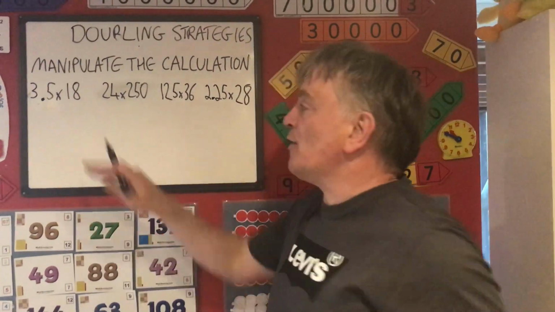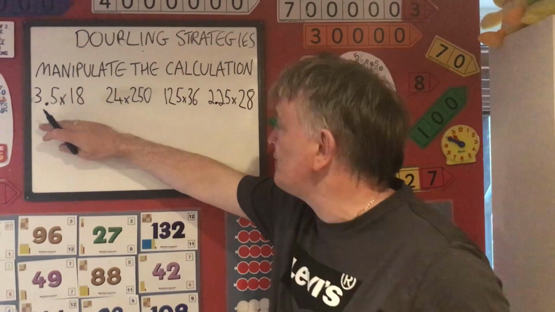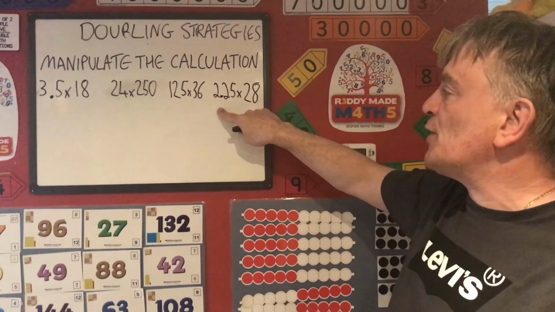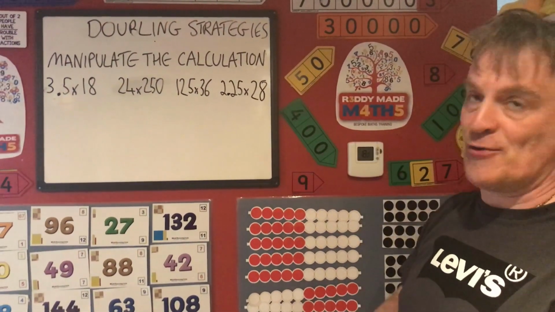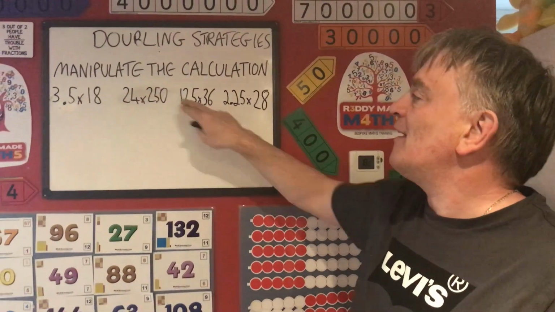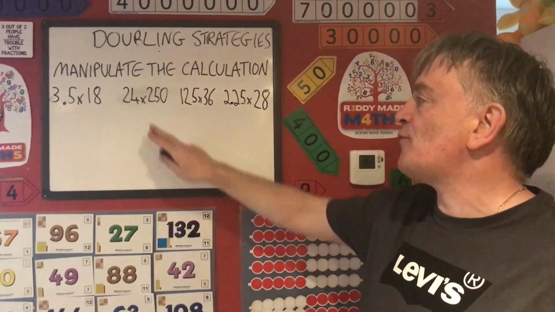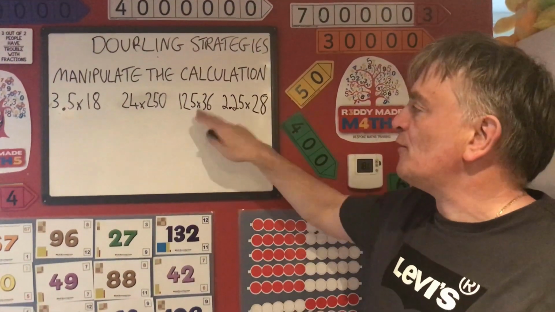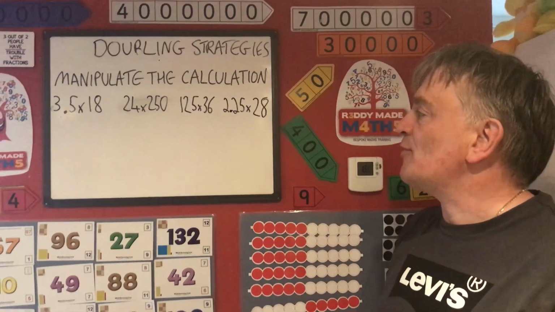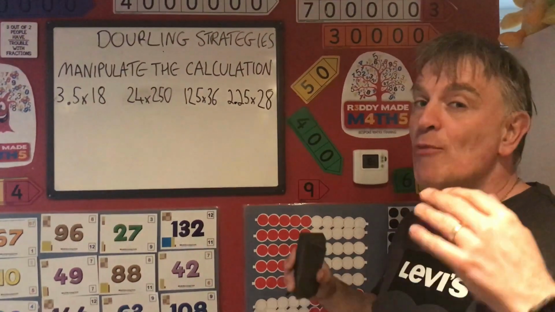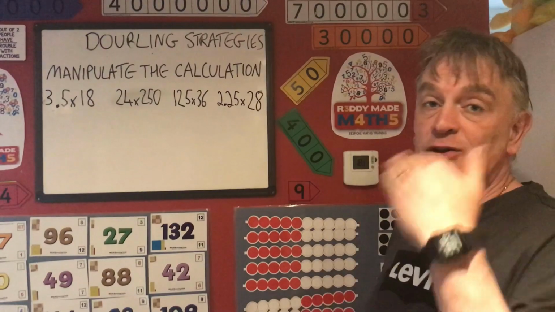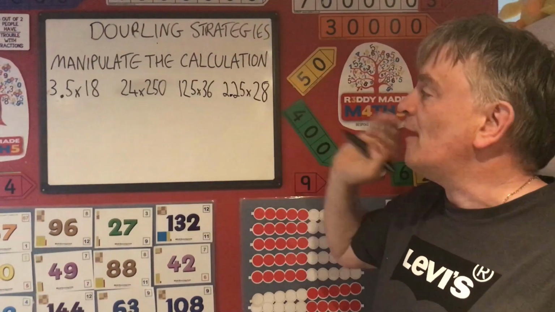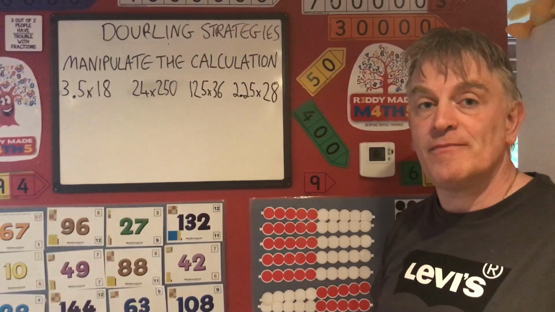Can you now have a look at 3.5 multiplied by 18? Another decimal one, 2.25 multiplied by 28, that looks horrible. And 2 long multiplication calculations, 24 times 250 and 125 multiplied by 36. You may have to double and halve more than once, but have a look, can you work out a much easier way of manipulating those calculations?